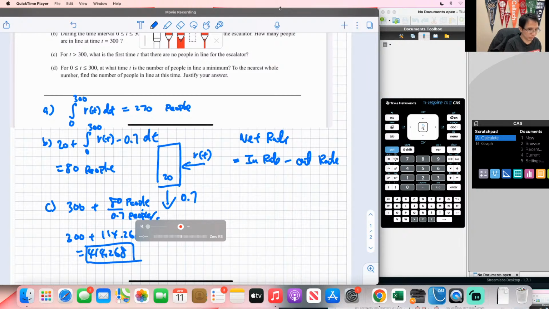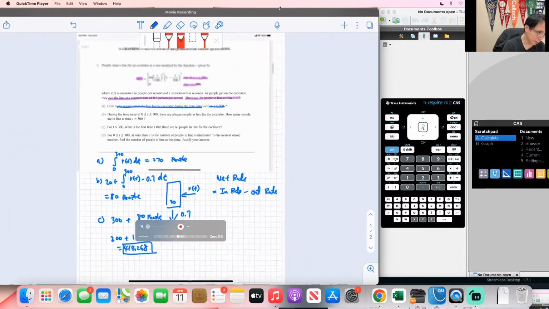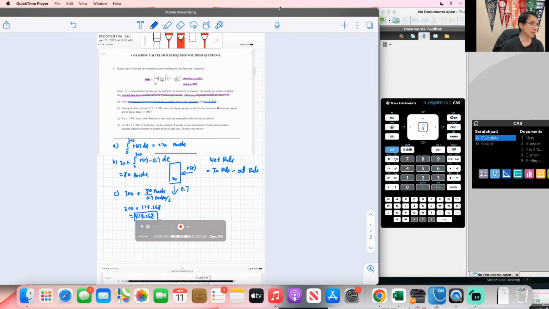Now, the last part is really difficult to understand, but this last part is the only part I really need you to understand. They ask at what time t the number of people in the line is a minimum, to the nearest whole number, and to find the number of people in the line at that time. Justify your answer. Now, when they say justify, it must mean there is some type of table.